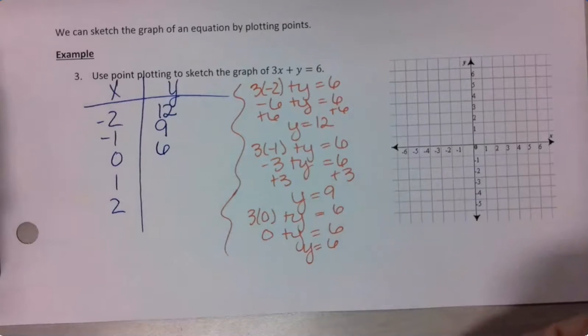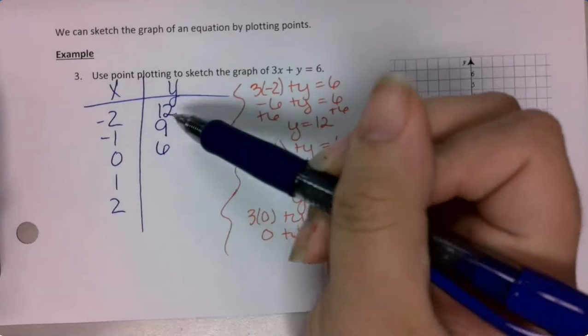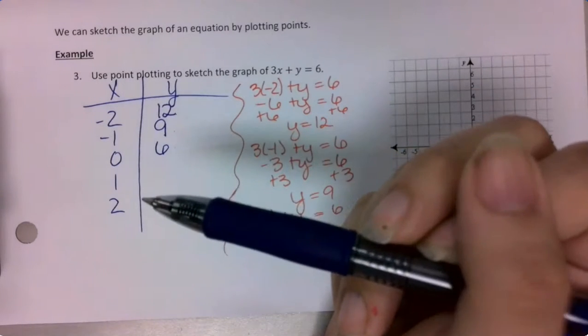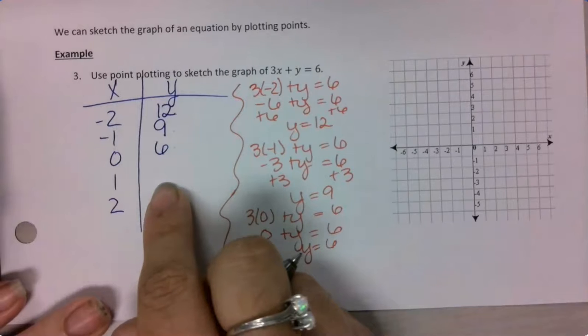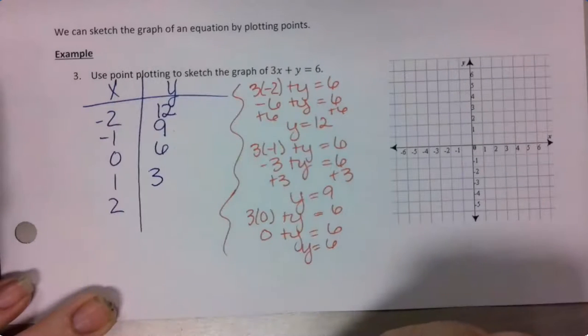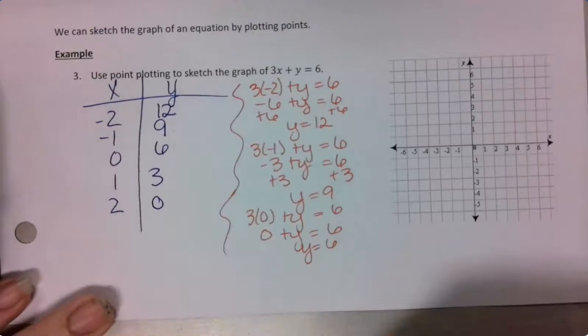Because I am working with a line, what is my pattern for my y values, my changes in y? Minus 3. So if I kept going along this pattern, what would my next number be? 3, and then 0.